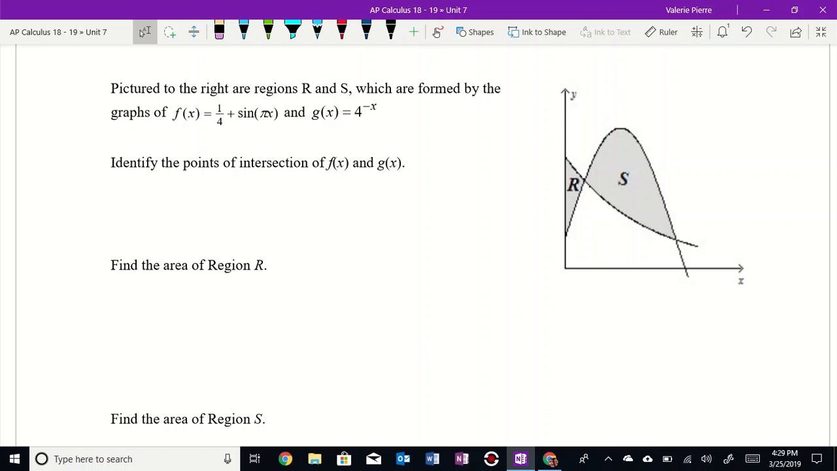So we have to first identify which function is which, right? In order to do that, what I did was I graphed both of them in my calculator. I made this y1 and this y2, and I looked, right? So when I looked, I found that this shorter line here is g of x, and this hump of a line here is f of x.